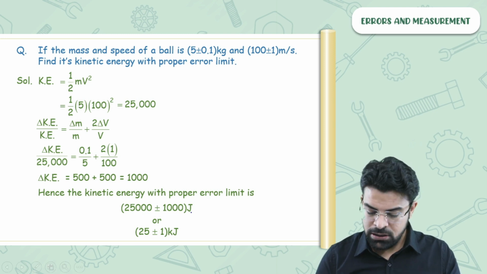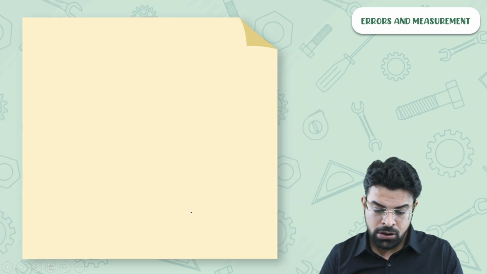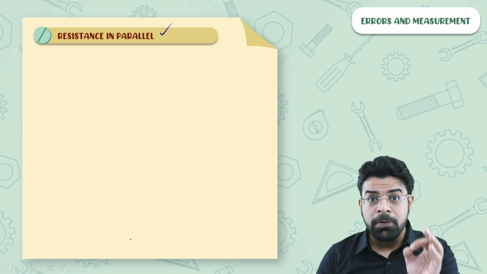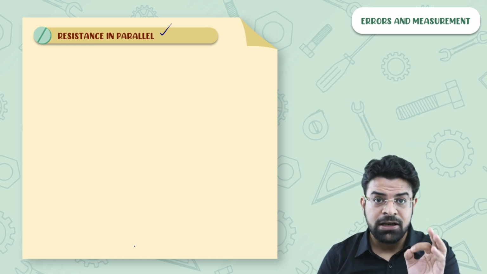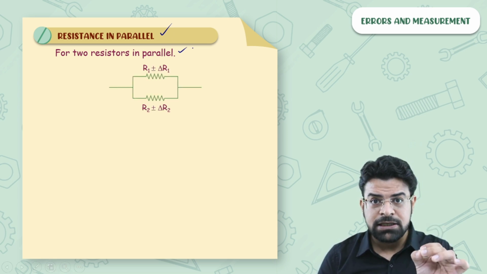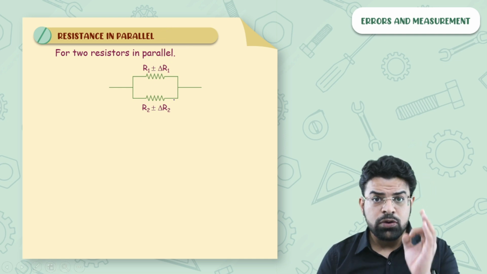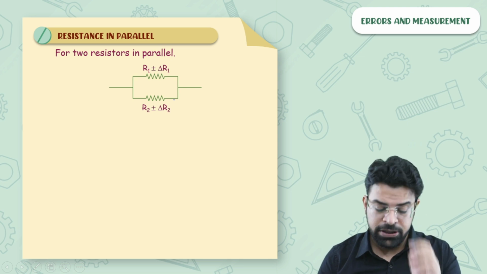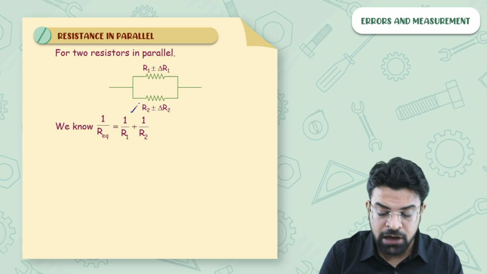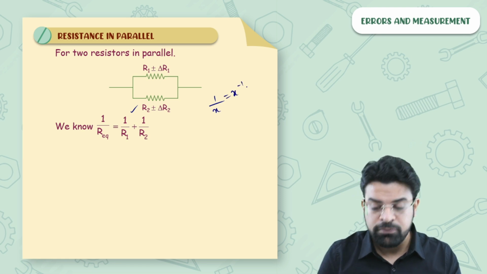Simple. Now let's see a very important case because it is mentioned in NCERT. How to find the equivalent resistance with proper error limit when the resistances are connected in parallel. Let's say we have two resistances in parallel and their resistances are given as R1 ± delta R1 and R2 ± delta R2. And we need to find their equivalent resistance with proper error limit. We know that for resistances in parallel, 1 by R equivalent equals 1 by R1 plus 1 by R2. Now we have learned that we can write 1 by X as X raised to the power of minus 1.